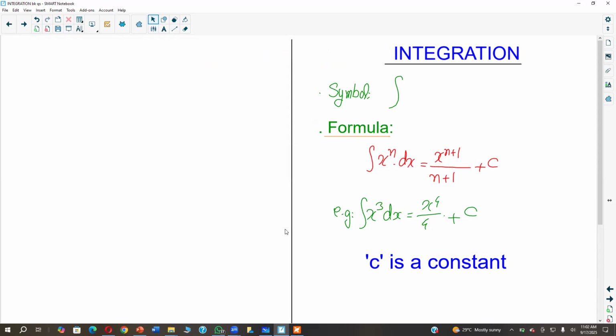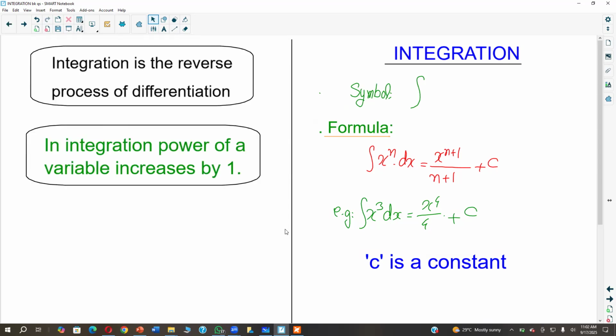Now we start with the integration as a symbol, and then look at the formula x power n. So you add one, n plus 1 upon n plus 1. So for example, it is x cube as a function. We increase the power by 1. So x cube becomes x power 4 upon 4. So c is a constant. Whenever you integrate a function, you always insert a constant.